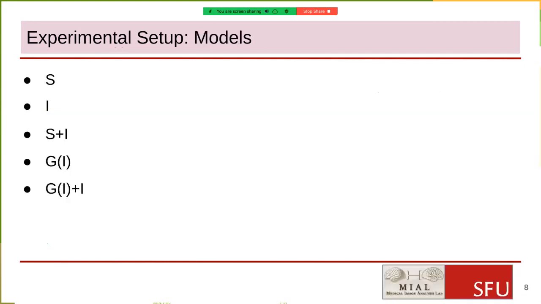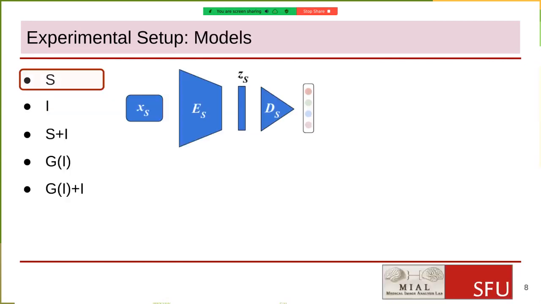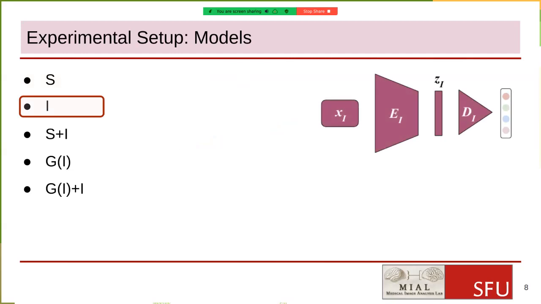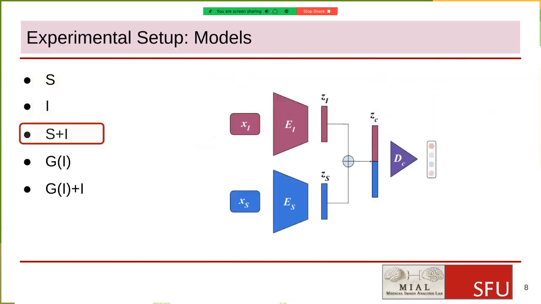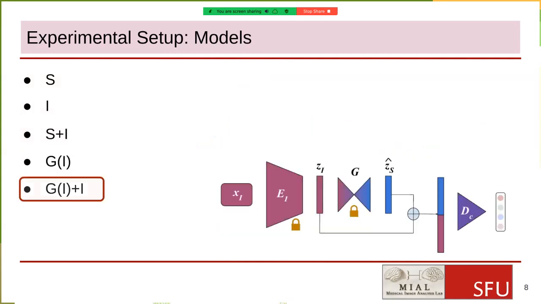We compare 5 models. Firstly, the superior modality model, the inferior modality model, the multimodal model, which has access to both modalities during inference, the guided model, and finally the proposed guided model, where we concatenate the two latent representations. Note that the last two models only have access to the inferior modality during inference.